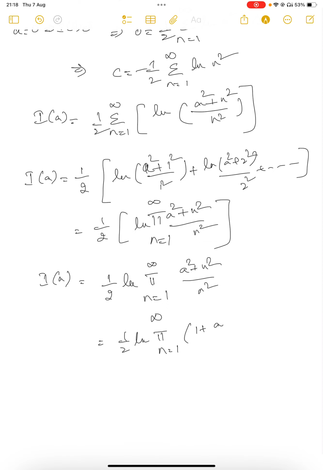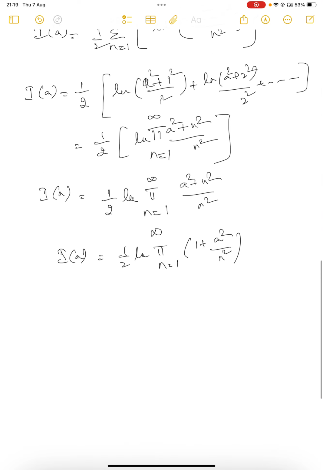1 plus a square by n square. Right? I mean, this is if you are just dividing with n square. How does it look like? I mean, I will show you some trick. Let's apply a trick here.